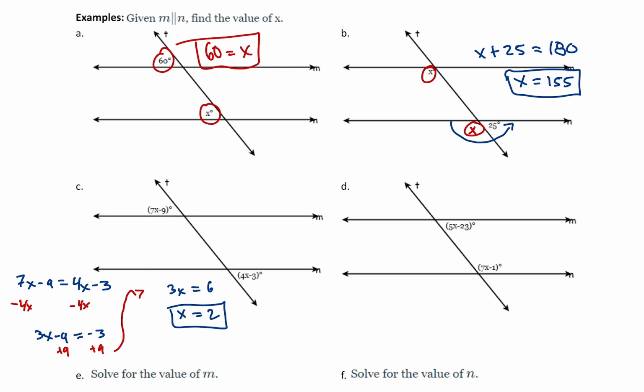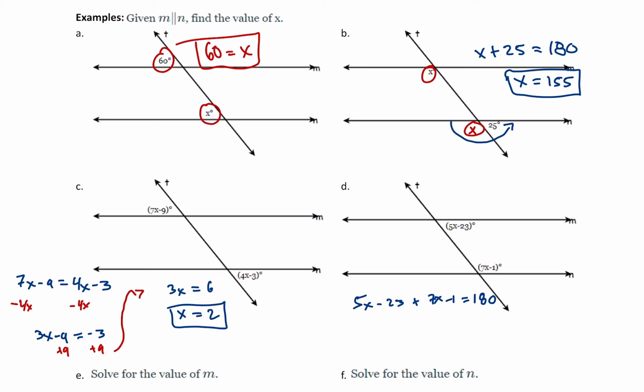Okay, now on D, I'm looking at these two right here. I'm trying to figure out what vocabulary matches those. That would be my consecutive interior angles, okay? The last one on that first page. And what I know about consecutive interior angles is they add up to 180 degrees. So I can say 5x minus 23 plus 7x minus 1 is equal to 180.